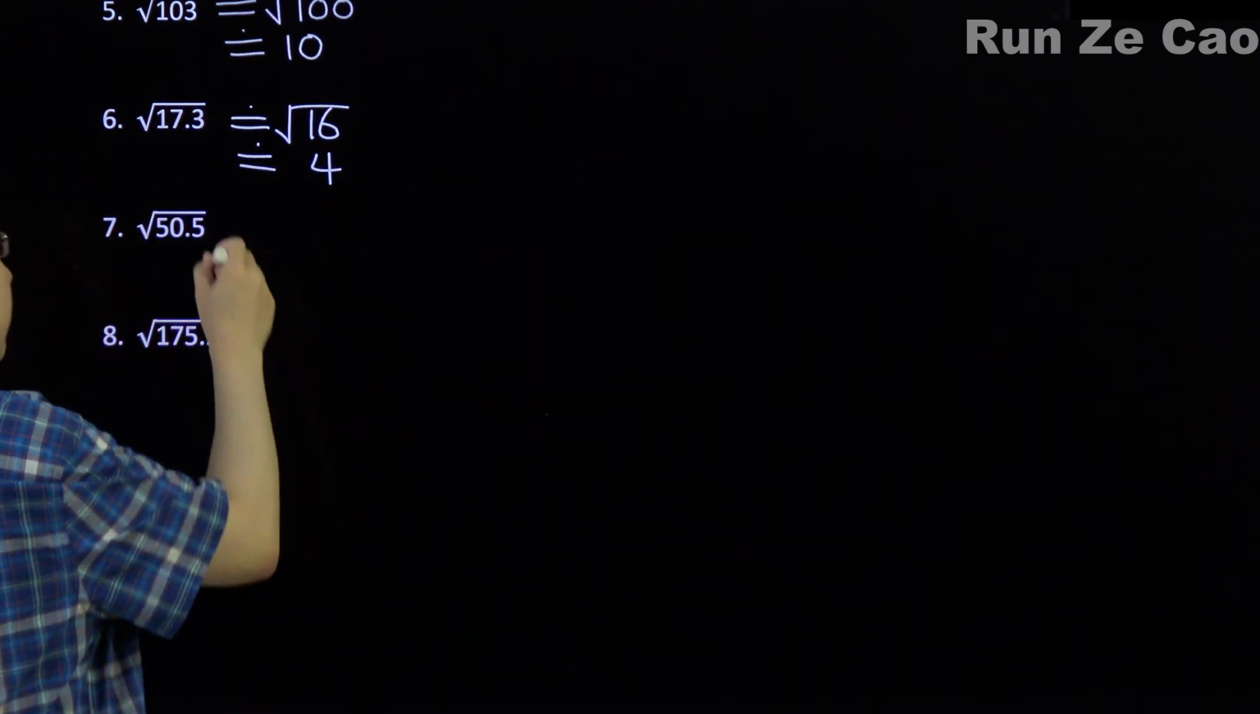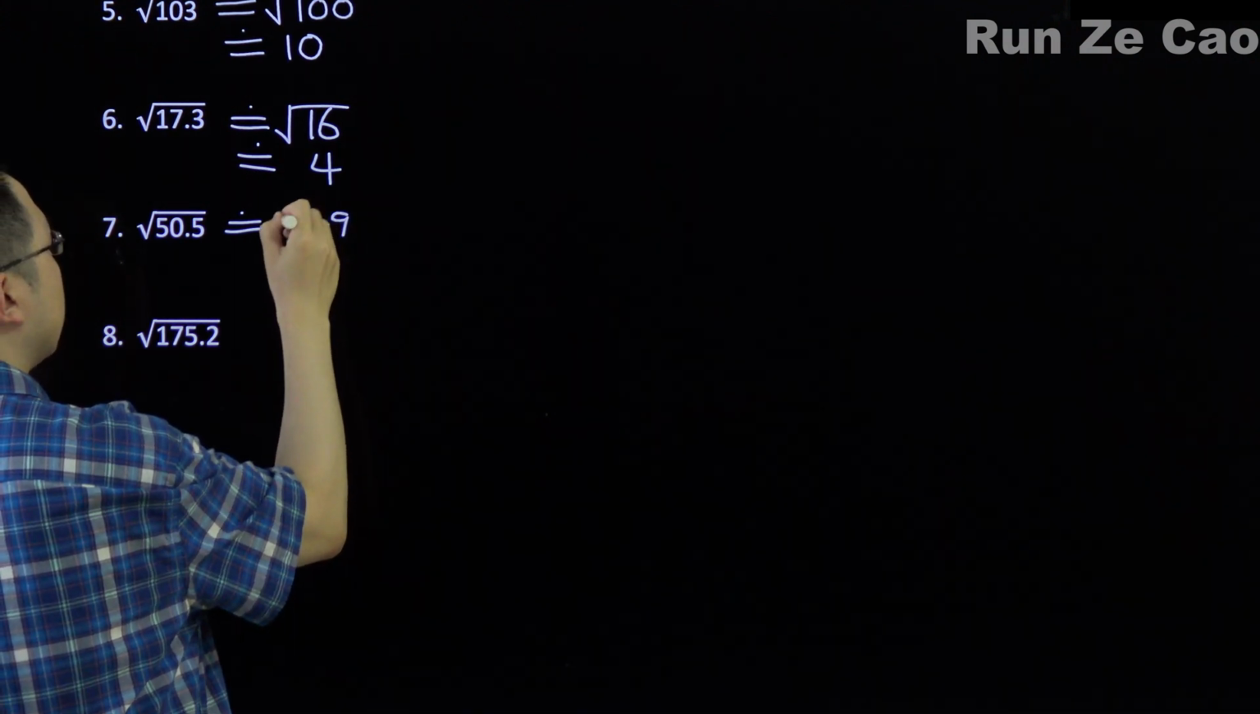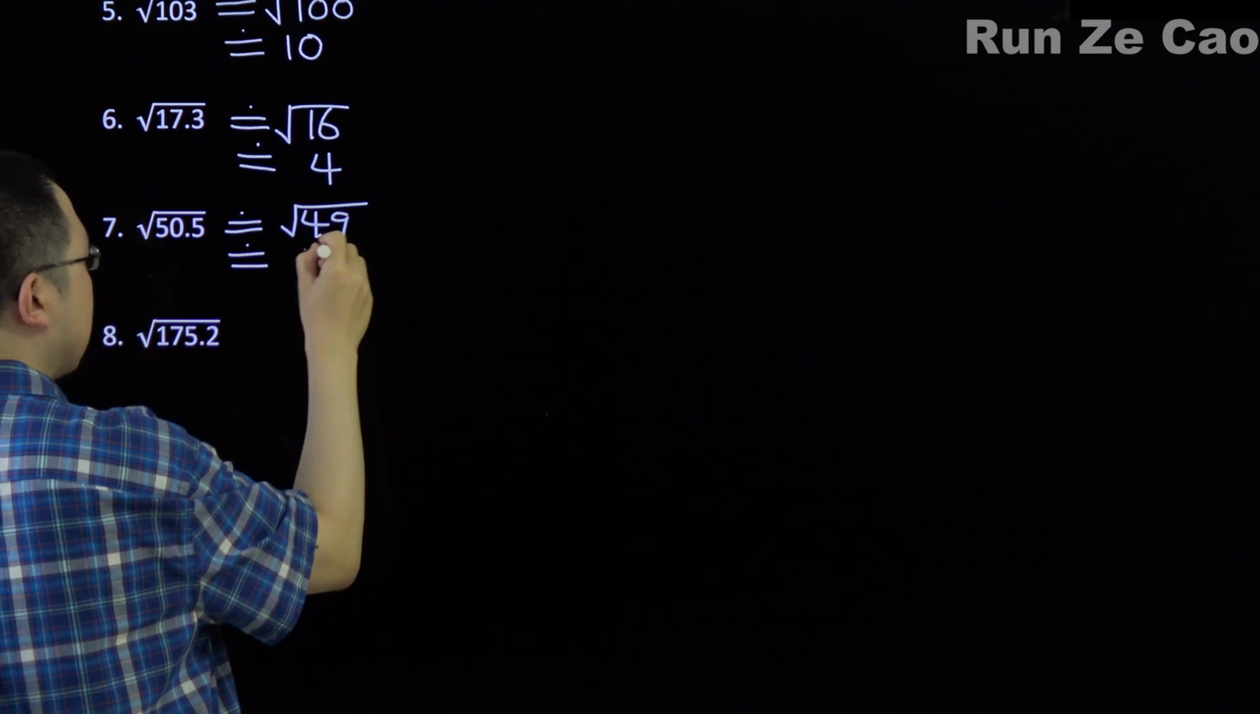Square root of 50.5? Oh, 50.5 is pretty close to 49. And we know 49 is 7 times 7. Therefore, the square root of 49 is 7.